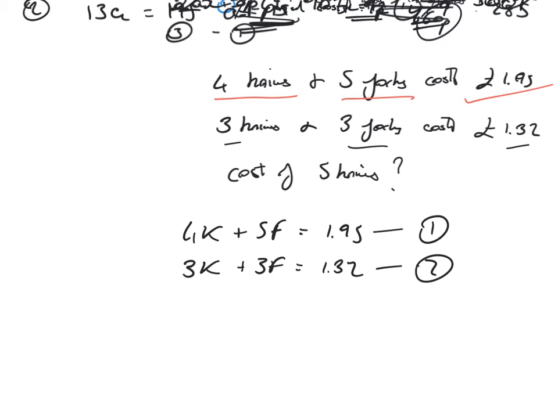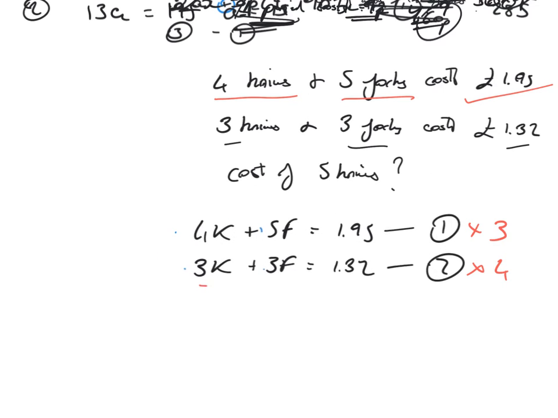Okay, so I could bring 4 and 3 up to 12, or 5 and 3 up to 15. It doesn't really matter which, so let's go for getting rid of the knives. Let's bring them up to 12. So to get 4 up to 12, multiply by 3. To get 3 up to 12, multiply by 4, and that will give me 2 new equations.